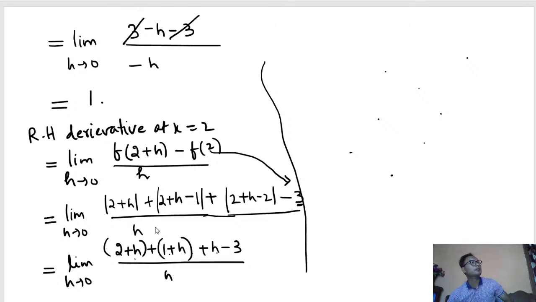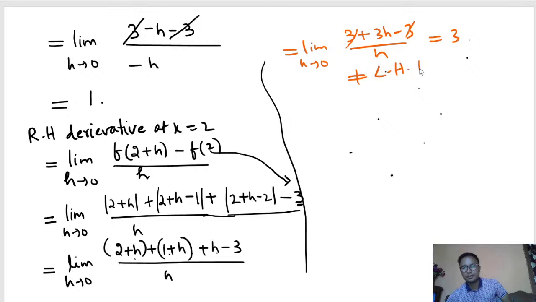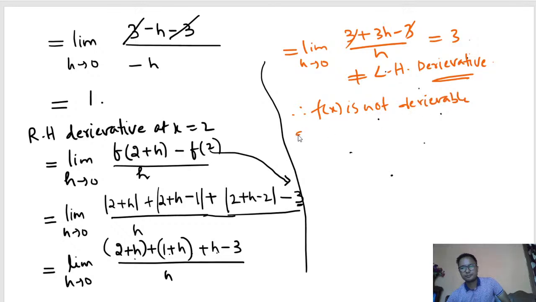Now the limit of 3 plus 3h minus 3 divided by h, that is 3, is the derivative. Since the function is not derivable, f of x is not derivable.